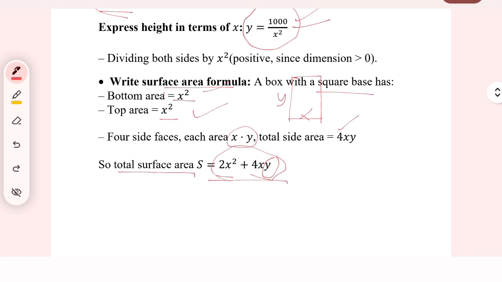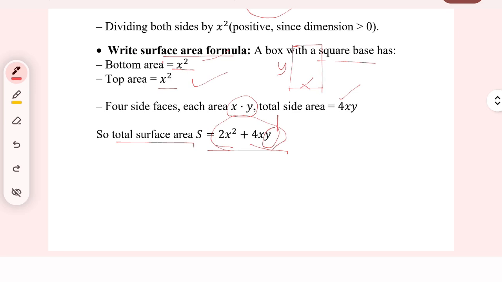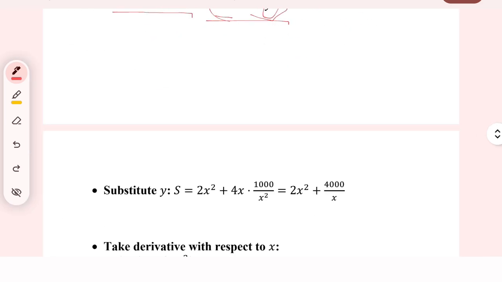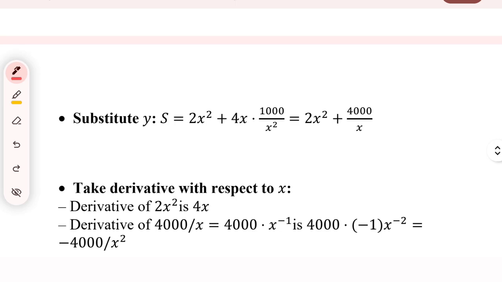Let's use that y in terms of x in this equation. That is why we need to substitute it here. So we now have this one. This is the y that we substituted in there. So everything is now in terms of x.